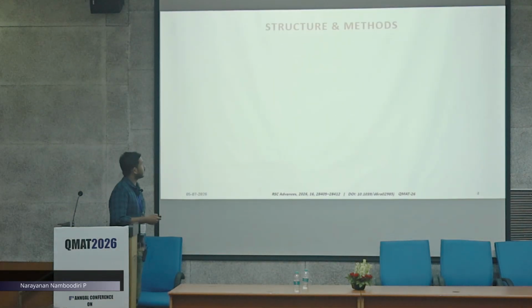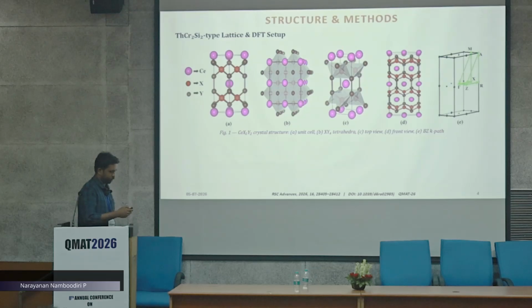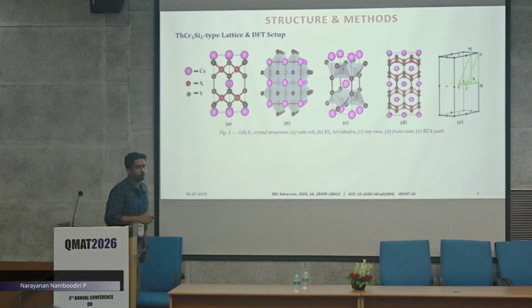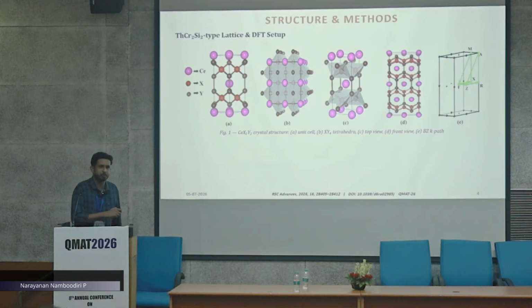Coming to the structure, as I already mentioned, this crystallizes in a tetragonal ThCr2Si2-type structure, and here we can see the cobalt atoms. The in-plane cobalt atoms couple ferromagnetically and the out-of-plane couple antiferromagnetically, and the cobalt atoms form a square lattice, so the effect of magnetic fluctuation can be avoided.